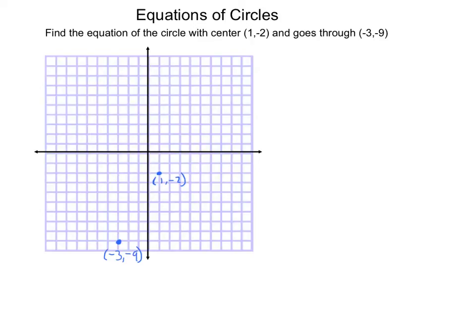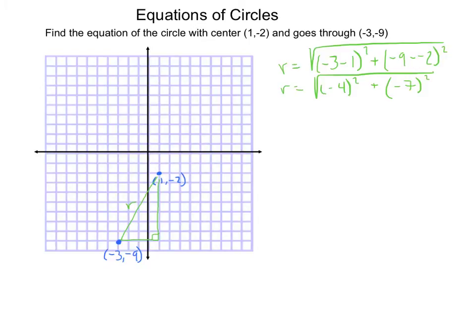So I start by plotting those 2 points, and the first question is going to be, given that this is the center here, how far away are these 2 points from one another? In other words, what's the radius of that circle? So I frame it. There's my right triangle, and now I can apply the distance formula in order to solve for what the radius is.